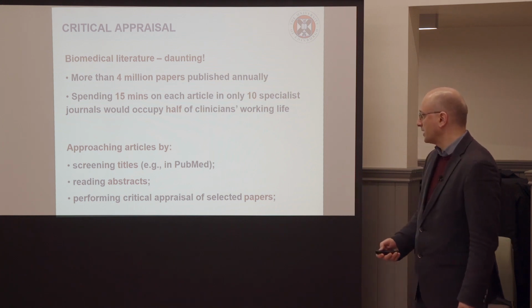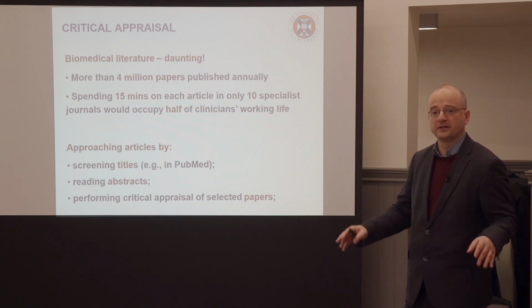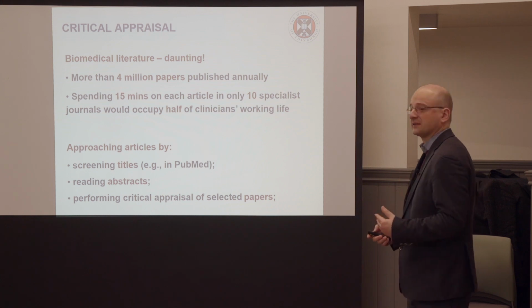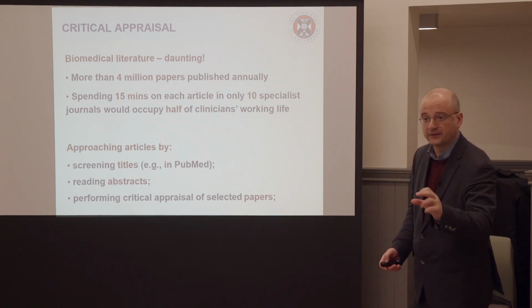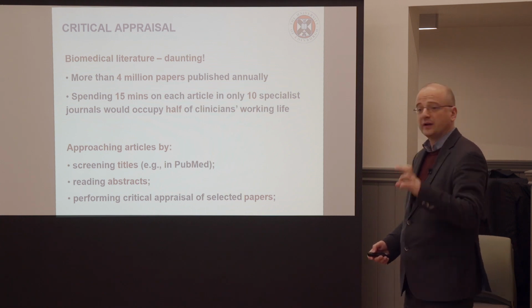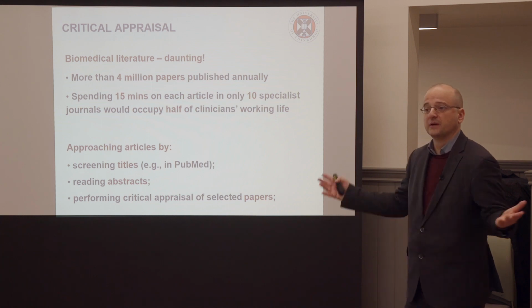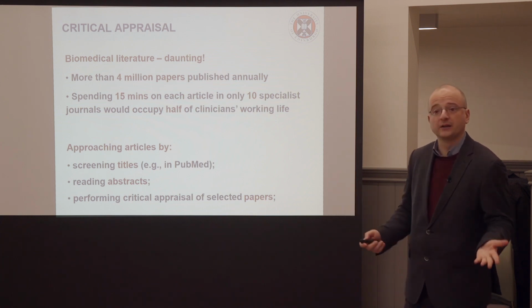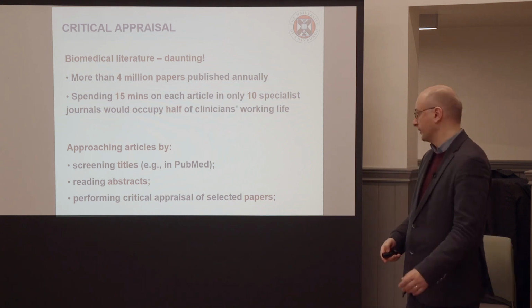So how do you approach articles? Firstly, you screen the titles. You type something of your interest in PubMed and you see what articles come out and you just screen the titles. Once you think that some title is relevant to what you want to find out, you read the abstract of the study, and if the abstract is interesting, you continue reading and look into tables and figures and then maybe read the entire paper, even look at the references.